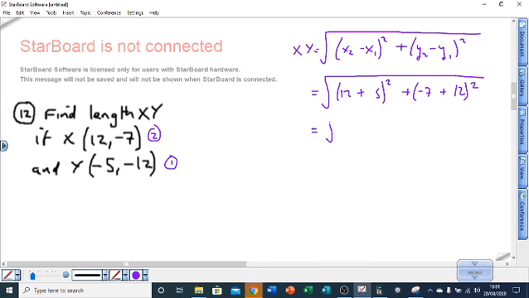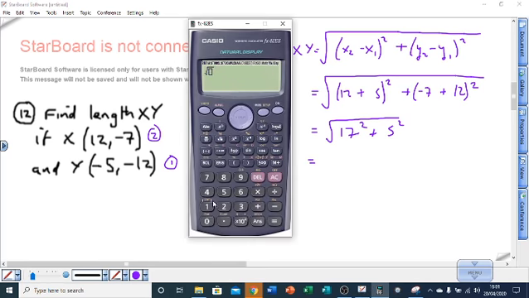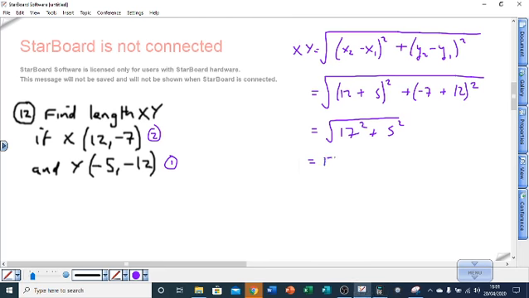So it is equal to the square root of 12 plus 5 is 17 squared, plus minus 7 plus 12 is going to give you 5 squared. So it gives us, calculator, the root of 17 squared plus 25 equals, that's 17.7. So 17.7 units to 1 dp. Okay, so that's having to do it just using this formula, without a sketch.